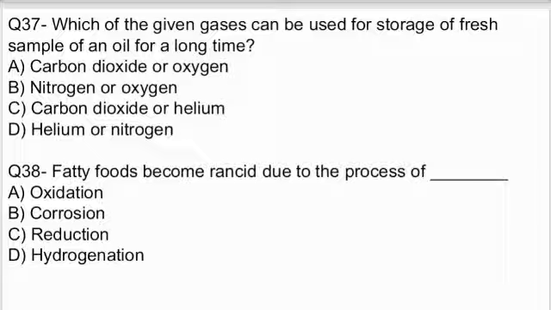Next question. Fatty foods become rancid due to the process of. The options are oxidation, corrosion, reduction, hydrogenation. The correct option is oxidation.